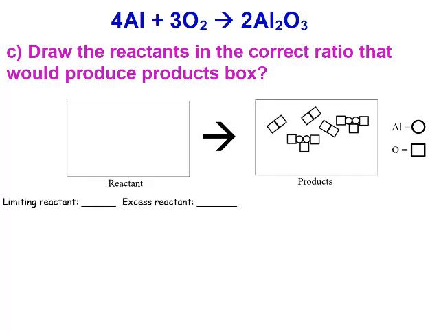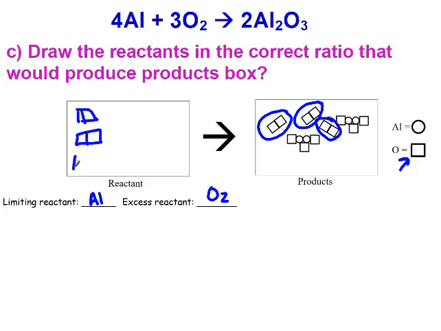All right, last one. This one is a little bit different because I gave you the products and I just want to know what were the reactants in this box. So for this one, you could go about it a couple of different ways. The easiest way is I have 3 of the O2s. That means that must be my excess reactant, which means limiting was aluminum. So I can go ahead and draw those over here because those weren't even reacted.